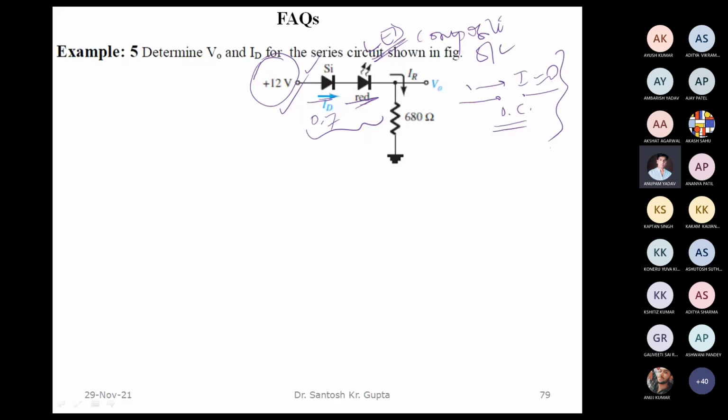So here 12 volt is very large, and we will see that both diodes are on. Under such a case we can replace both diodes with their potential barriers, along with this potential source and the resistance. And again, we can apply the KVL through this loop to find out the current.